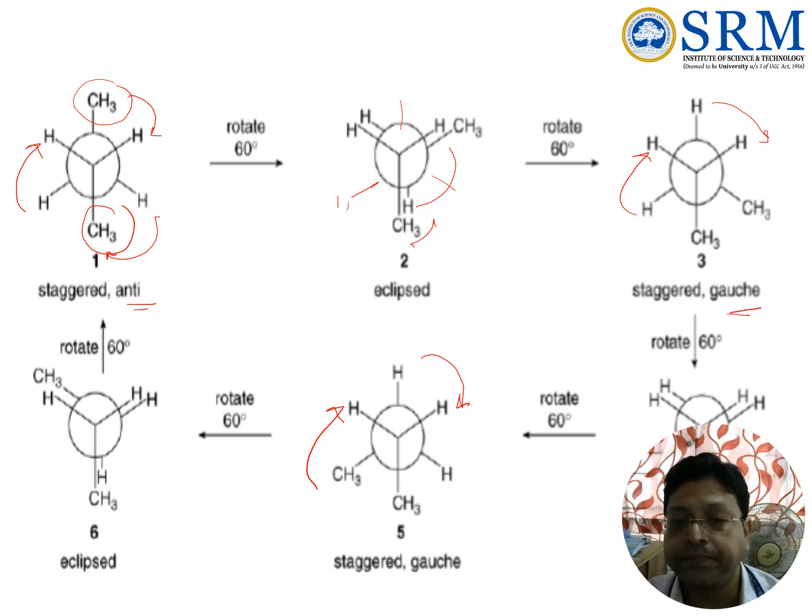Overall, the staggered conformation is energetically favored with respect to the eclipse conformation. When we see the energy stability, we can understand it because of the positions.